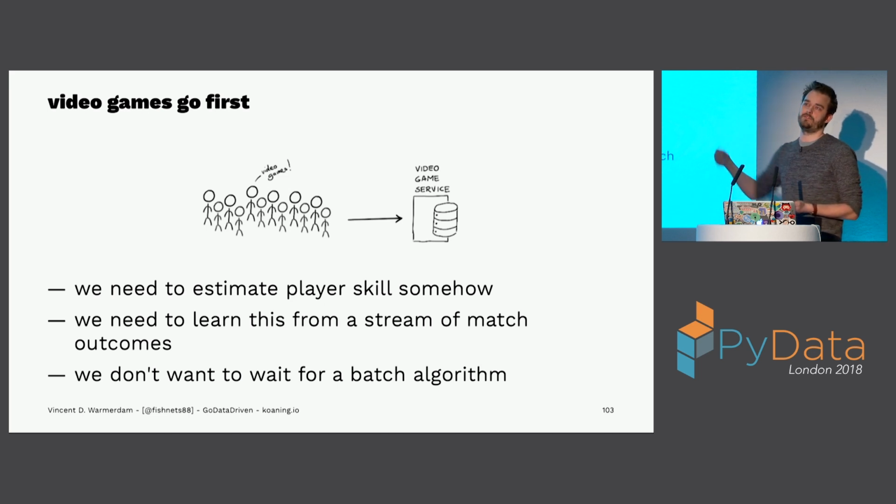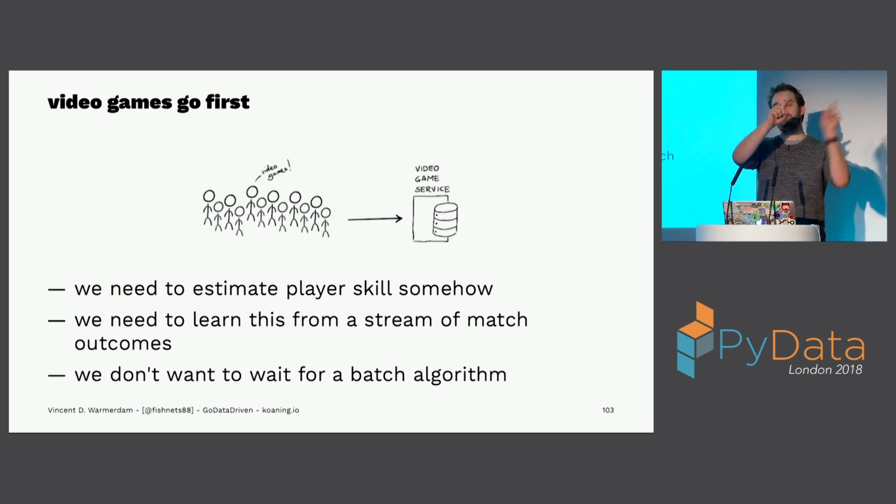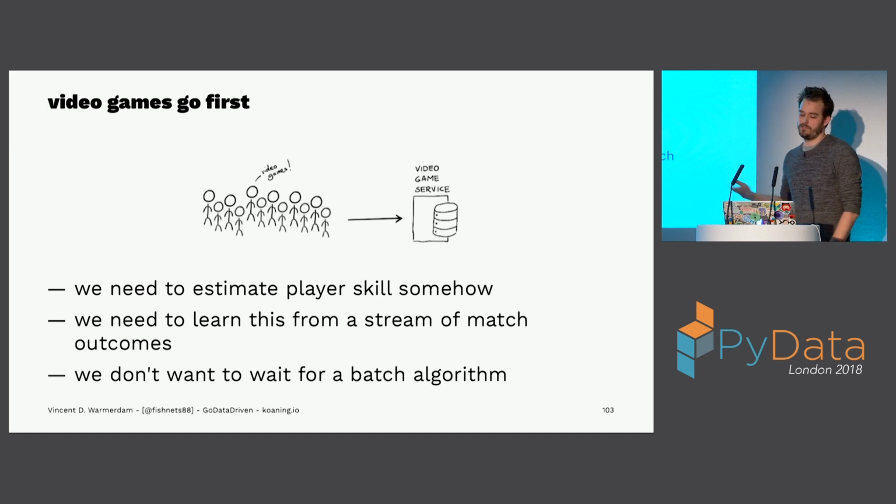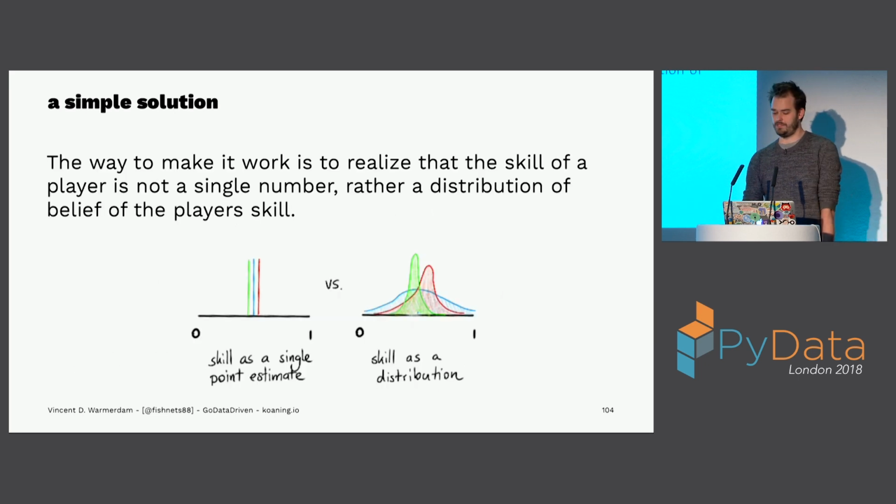And let's in this case assume that we have a stream that comes in that can only say this person, this person won. And that's the only thing we can actually learn from. We don't know anything that happened inside of the match. I hope it's also very clear that if this service is going to help people, then we probably don't want to wait for a batch algorithm. After every single game, we want the state to update. And we want something simple.